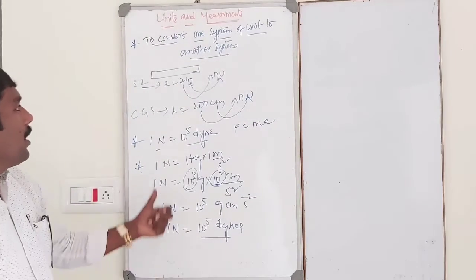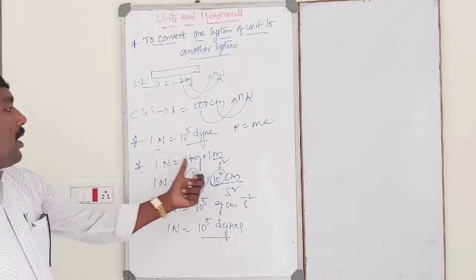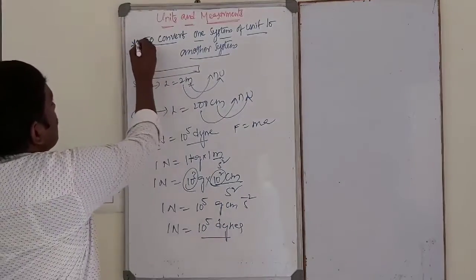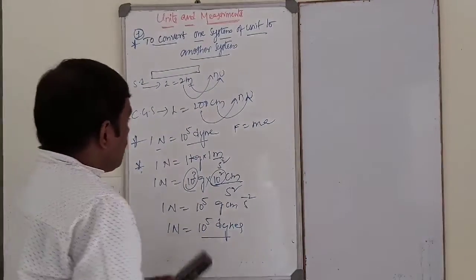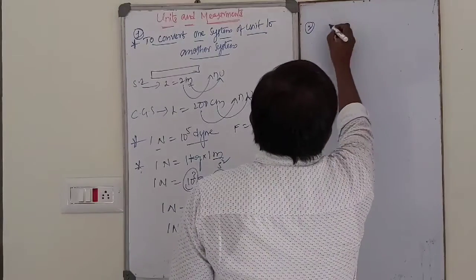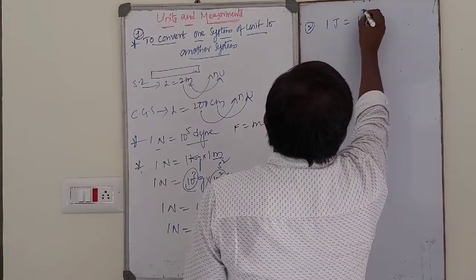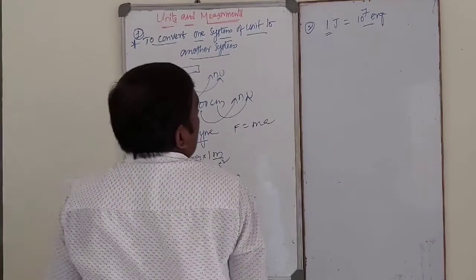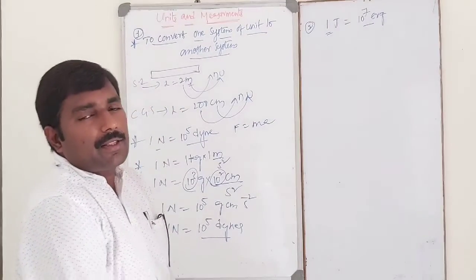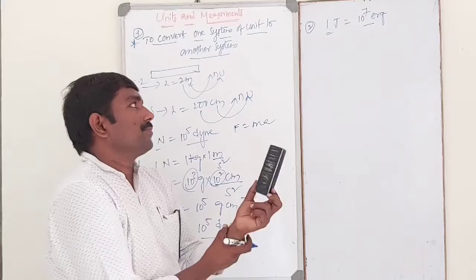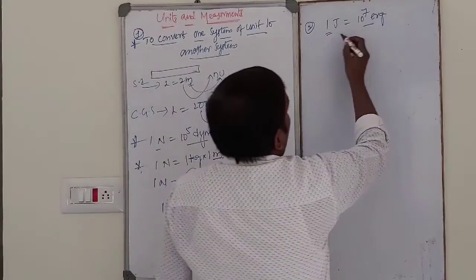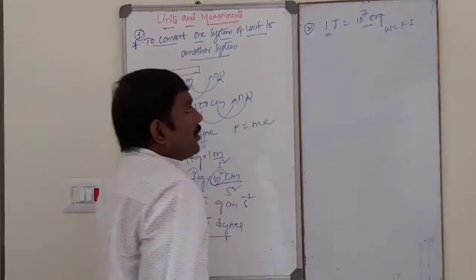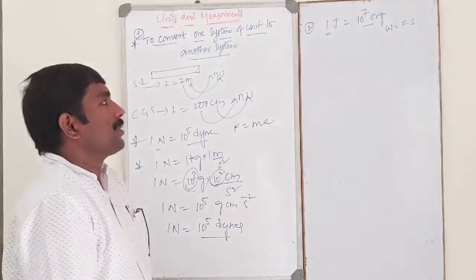So this is the conversion of one system of unit to another system using dimensional analysis. First one. Now in the second one, similarly, 1 joule is equal to 10 to the power of 7 ergs. Joule is the SI unit of work or energy. Work done is equal to force into displacement.